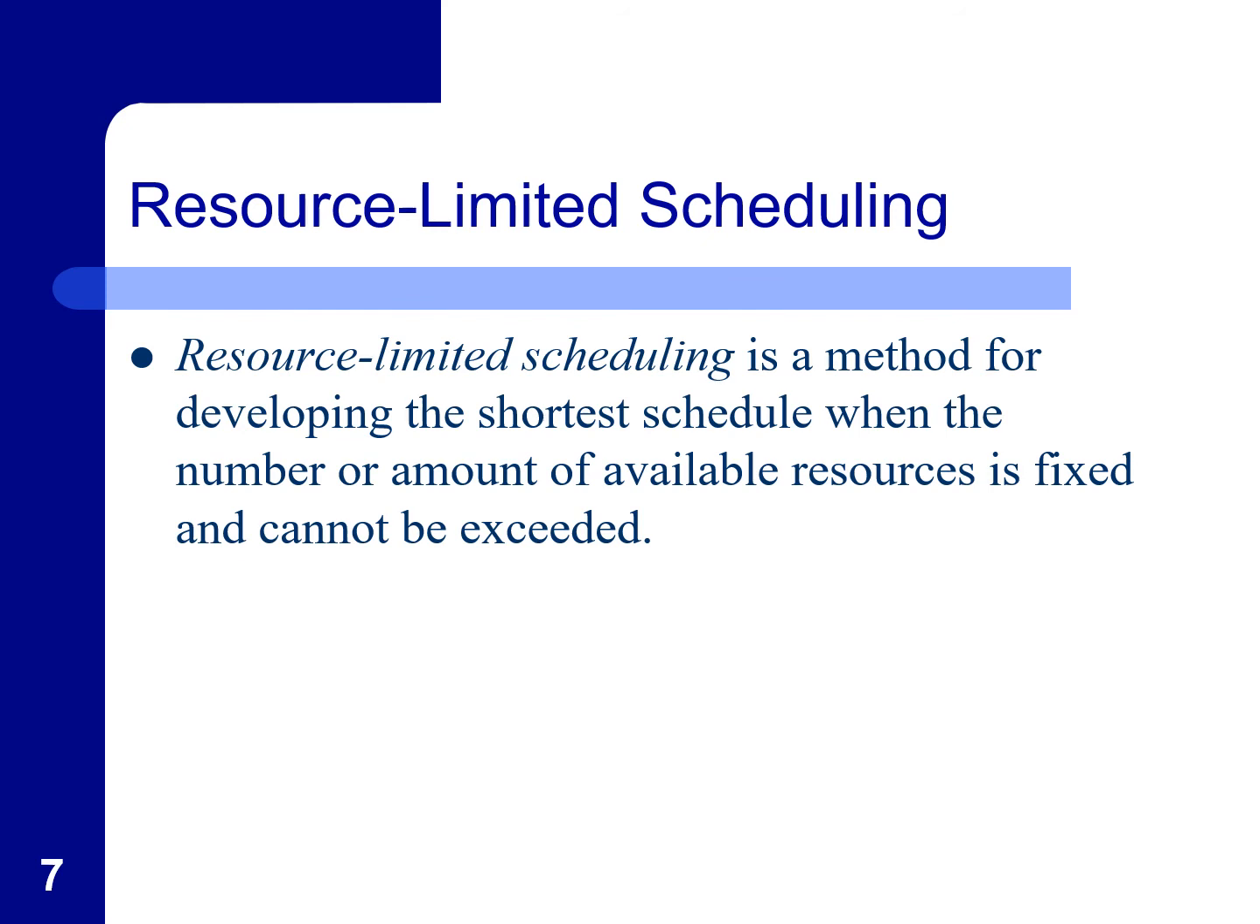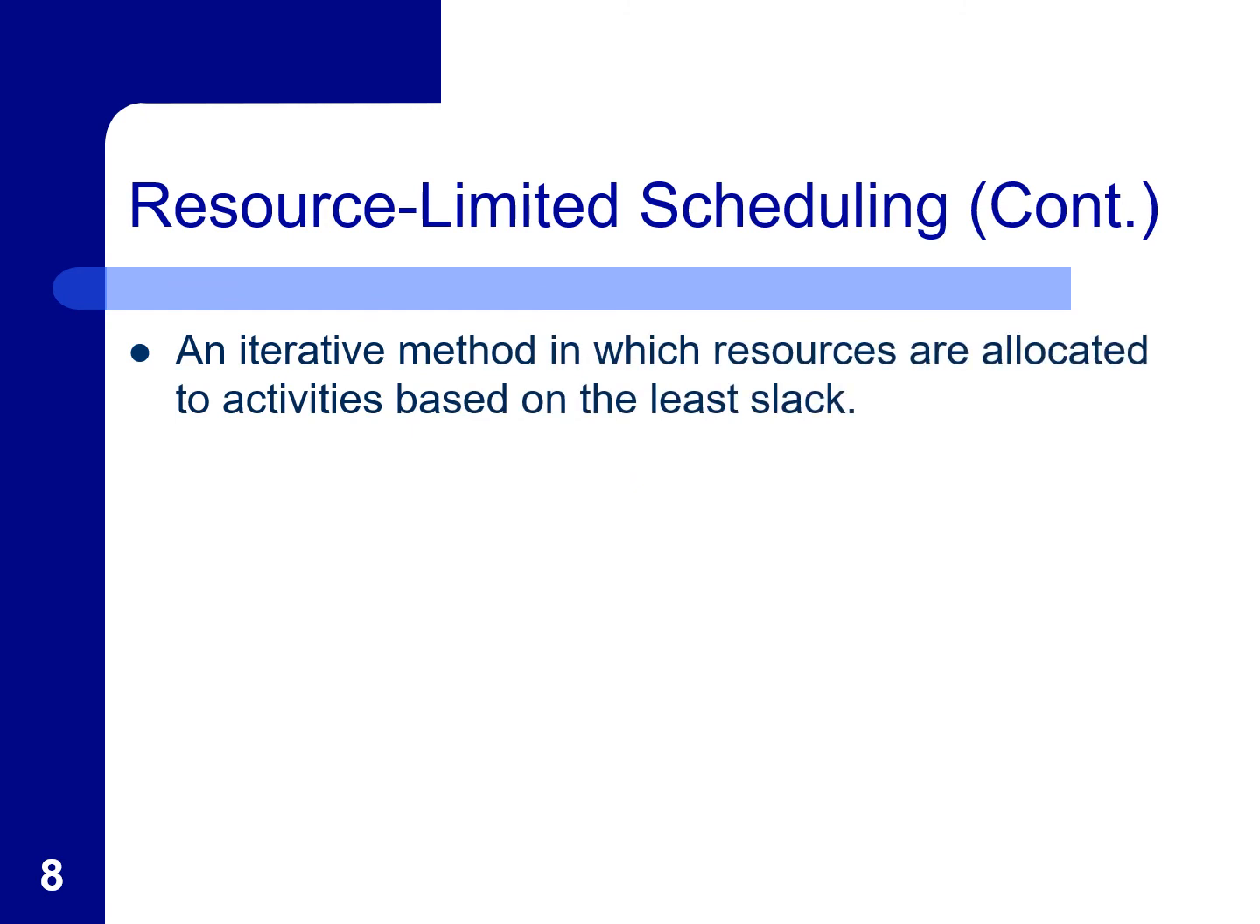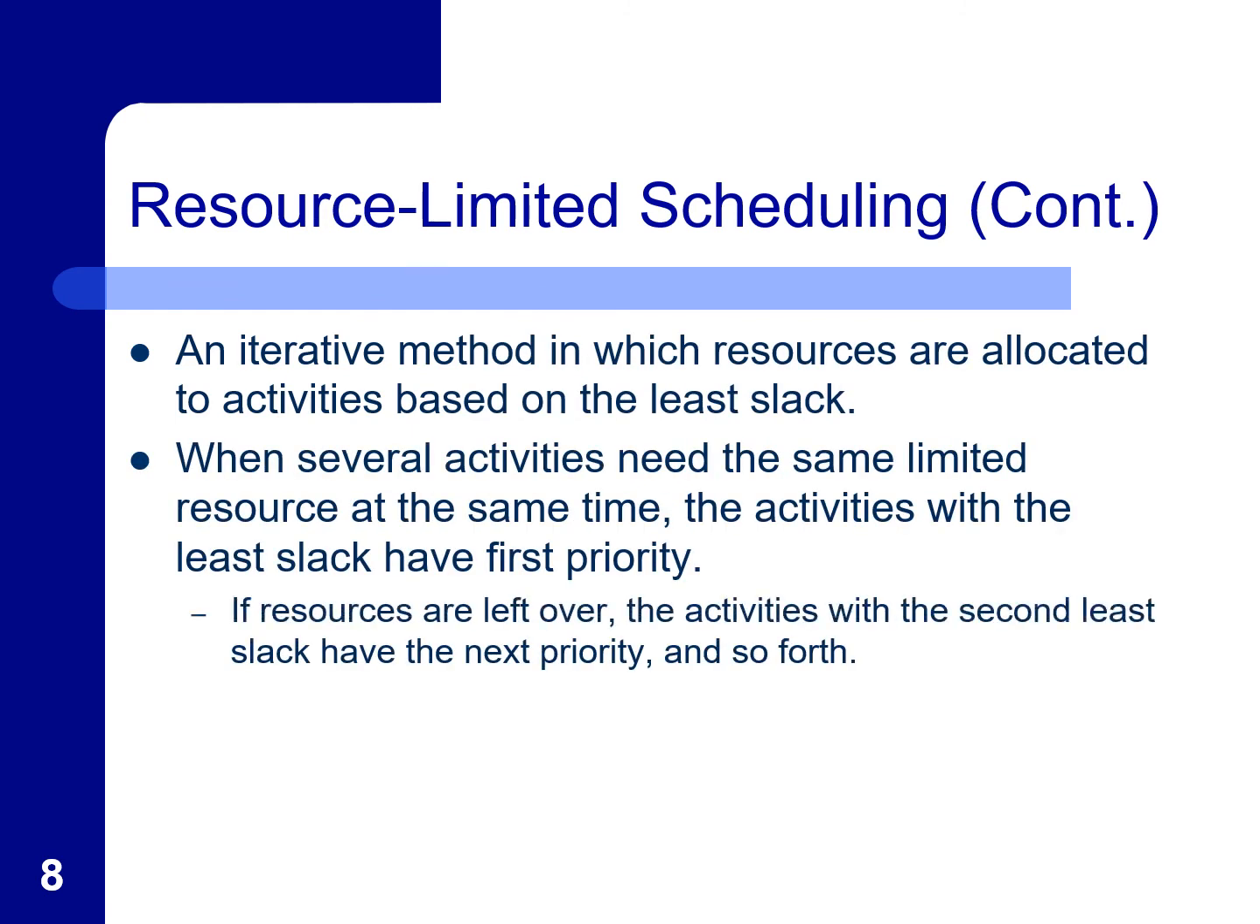So this one you have to be very specific, and you need to ensure that this is a crucial or critical activity. Okay, this will extend the project completion time if necessary in order to keep up with the resource limits. It is also an iterative method. For example, when several activities need the same limited resource at the same time, the activity with the least slack will have the priority.